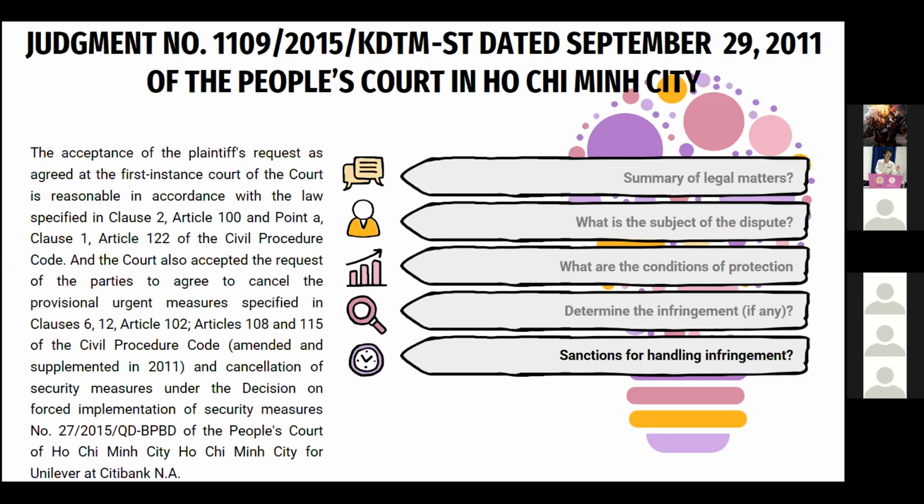The acceptance of the plaintiff's request as agreed at the first instance court is in accordance with law as specified in Clause 2 Article 100 and Clause 1 Article 122 of the Civil Procedure Code, and the court also accepts the request of the parties to agree to cancel the urgent measures specified in Clause 6, Article 100, Article 108 and Article 115 of the Civil Procedure Code, and the cancellation of the security measure under the decision on implementation of security measure No. 27, 2015 of the People's Court for Unilever at Citibank.